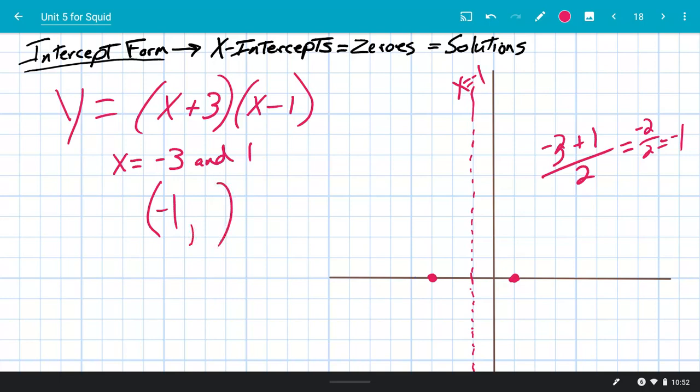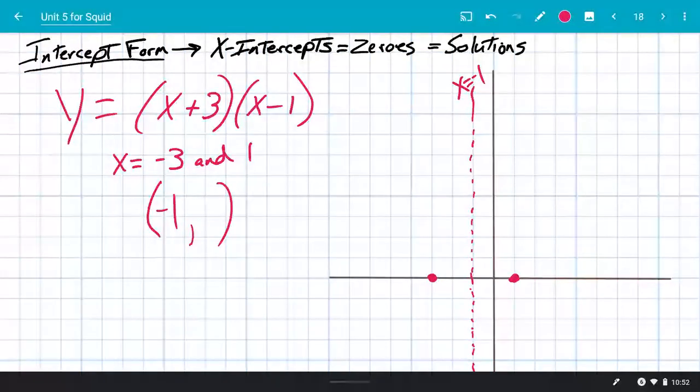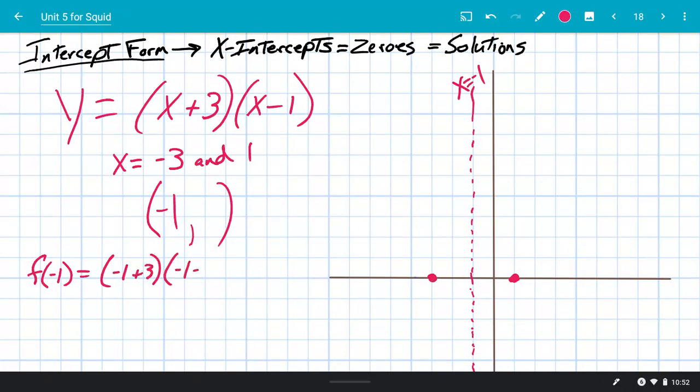So if I know the x value of my vertex, how in the world do I find my vertex? Wow, it's like deja vu. It's exactly what we just did in our problem of the day, right? If we know part of the vertex, don't we just plug it in? All right, so let's plug it in here. So I'm going to find f of -1.